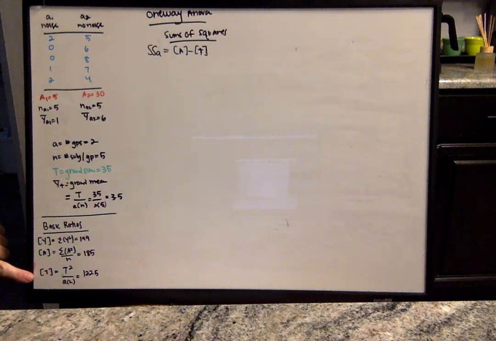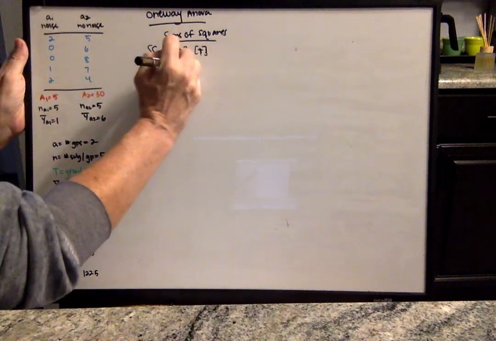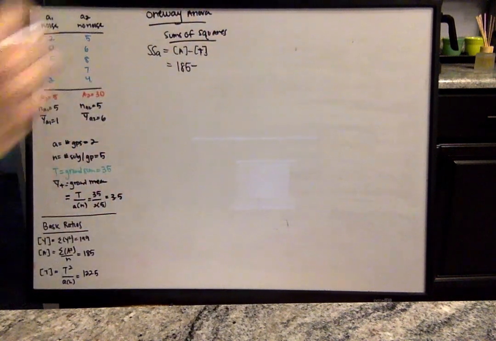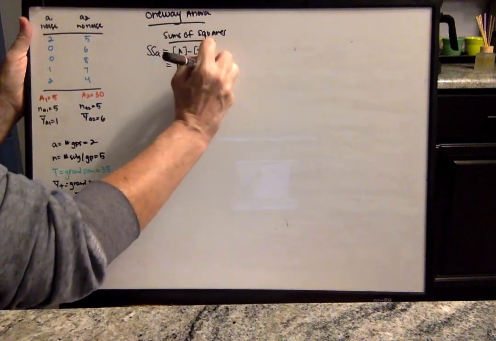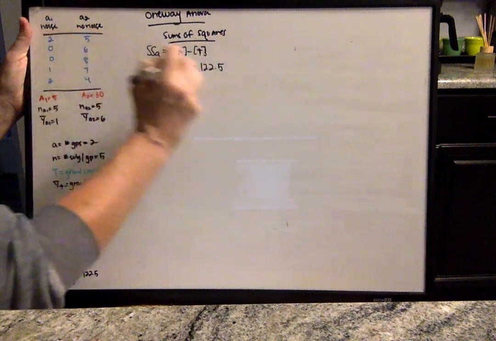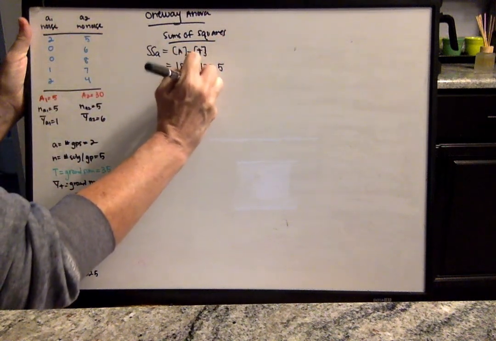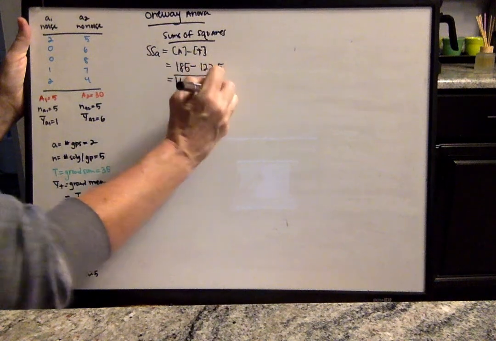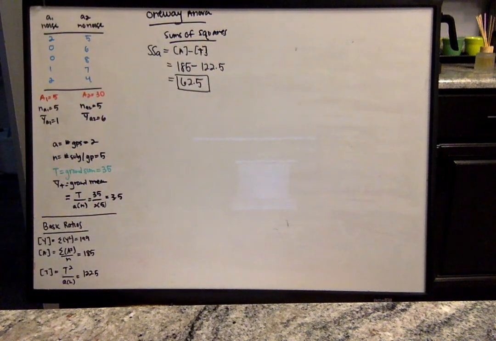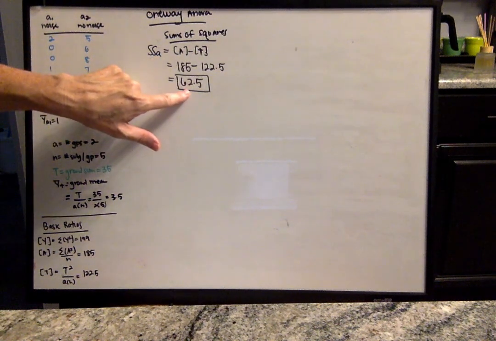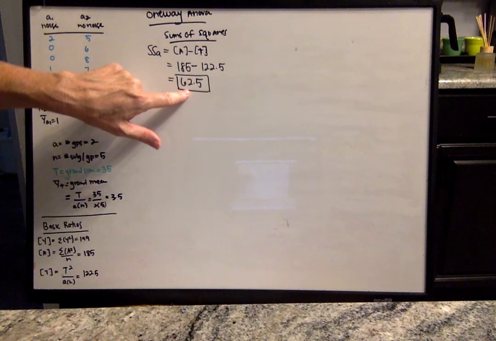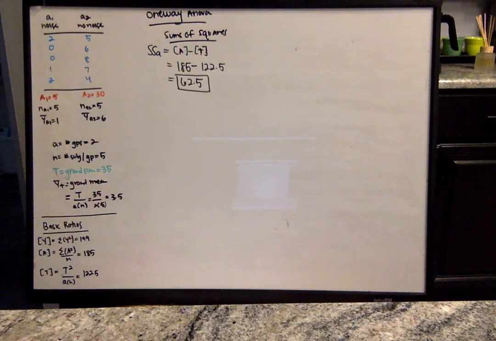So moving back to these basic ratios we just calculated, it's the basic ratio for A, which is 185, minus the basic ratio for T, which is 122.5. And this equals 62.5. Now think back to when we did this the long way in the previous videos. Our sum of squares A, when we did it the long way, should be the same as our sum of squares A when we do it here the short way. And it was in fact 62.5.